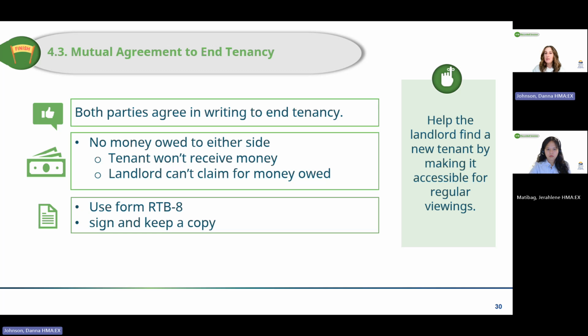You'll use Form RTB 8, and it's really important that both of you sign it and that you keep a copy for your records. One thing to keep in mind, if you end the tenancy by mutual agreement, you won't receive the compensation you might have been entitled to if the landlord had served you a formal notice to end tenancy. On the other hand, landlords also can't claim compensation from you that they might have been entitled to if you'd ended a fixed term lease early.